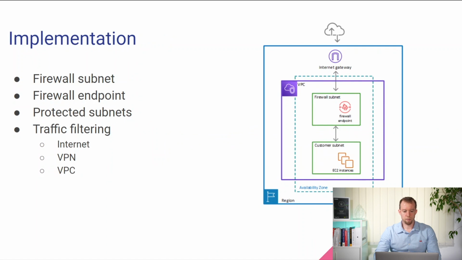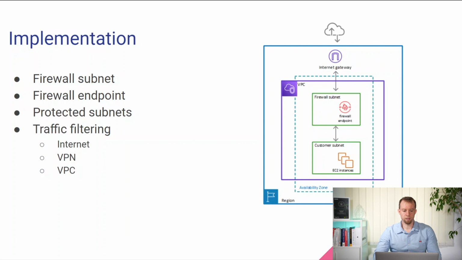How can we implement it? First, we have to create a firewall subnet dedicated to the firewall in each availability zone where we want to filter the traffic. Also, if you create a network firewall, then we have to keep this subnet dedicated for the firewall because it cannot protect any application that is running in the same subnet.